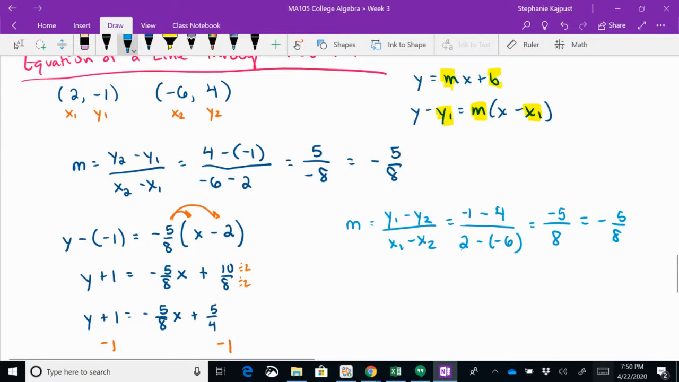Does that help you understand slope and the equation and all that? Yes. Good. DeAndre, did that help you as well? Yes, it definitely does. Cool.